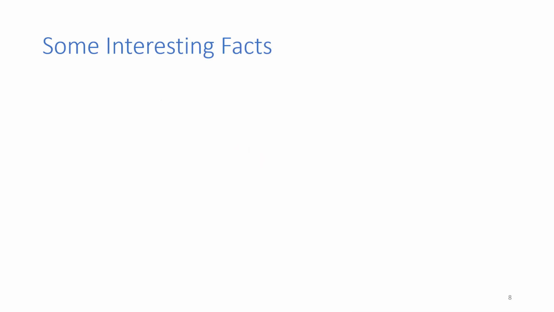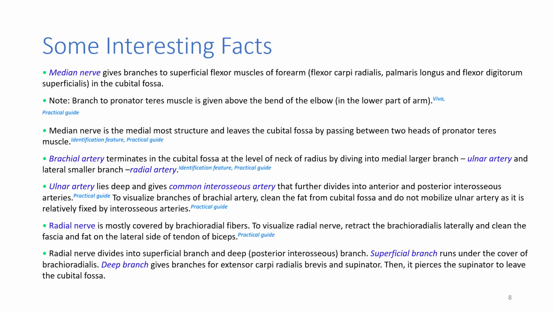Okay, so some interesting facts about the cubital fossa. Number one, the median nerve. The median nerve gives off branches to the superficial flexor muscles of the forearm. What are those muscles? The flexor carpi radialis, palmaris longus, and flexor digitorum superficialis in the cubital fossa. Then the branch to pronator teres muscle is given above the bend of the elbow, that is in the lower part of the arm. Median nerve is the medialmost structure in the cubital fossa, and it leaves the cubital fossa by passing between the two heads of the pronator teres muscle.